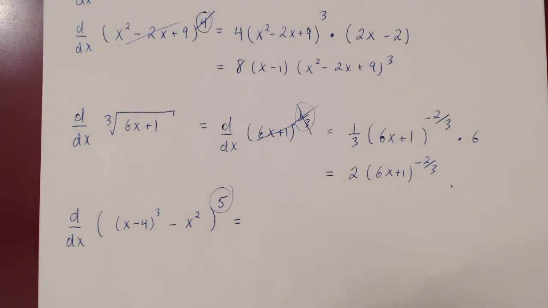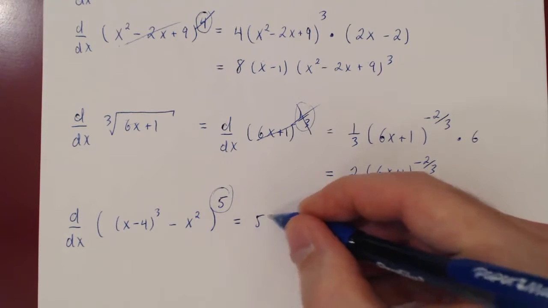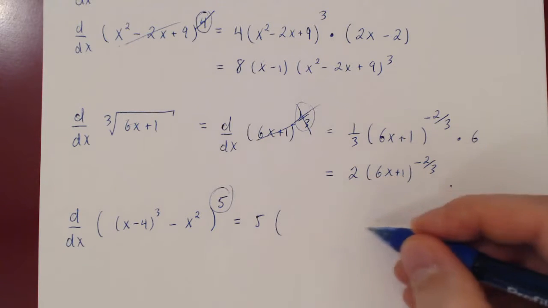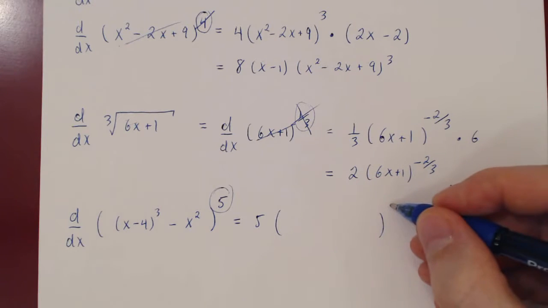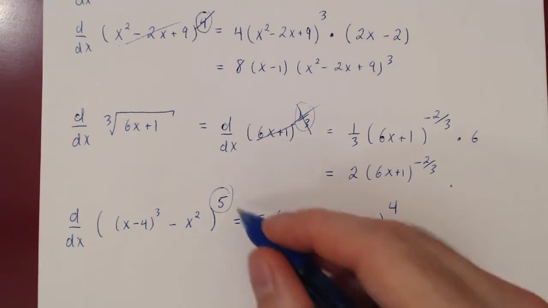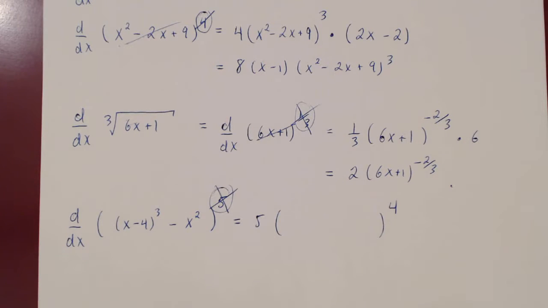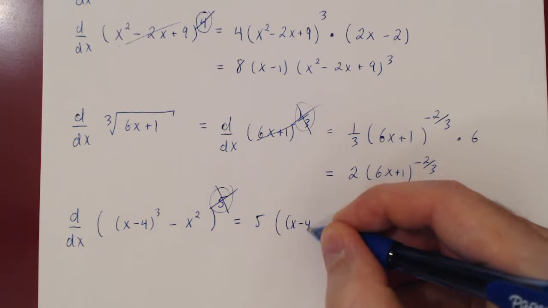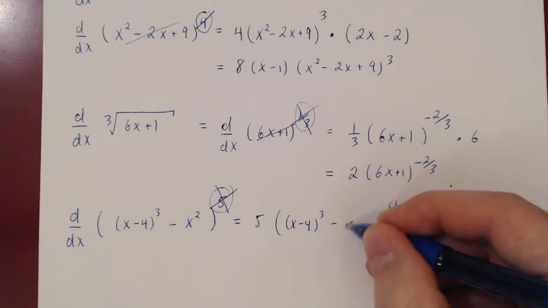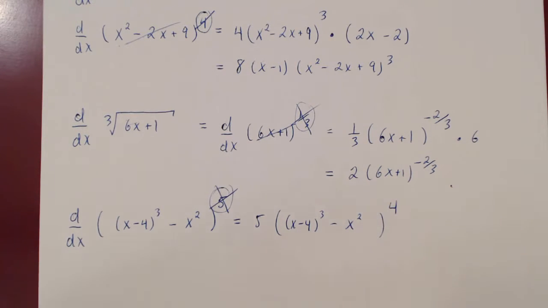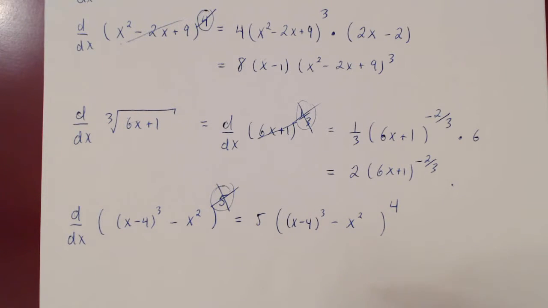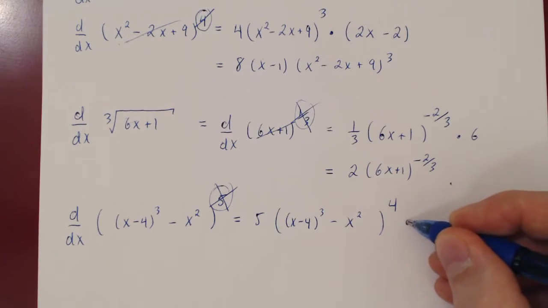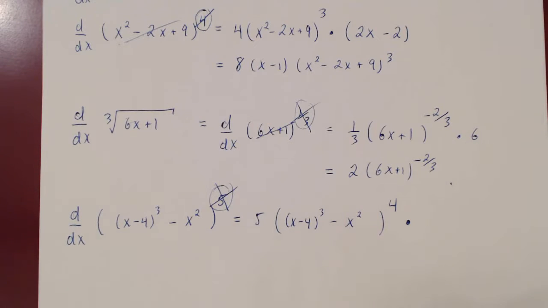The chain rule says differentiate the outside function. Bring the 5 down, subtract 1 from the exponent, and that's the outside function. Add the inside function, (x minus 4) cubed minus x squared. So that's the first step. There's still something left over. The chain rule says times the derivative of what's left over.